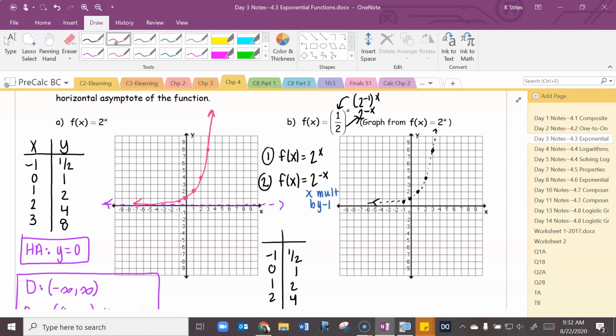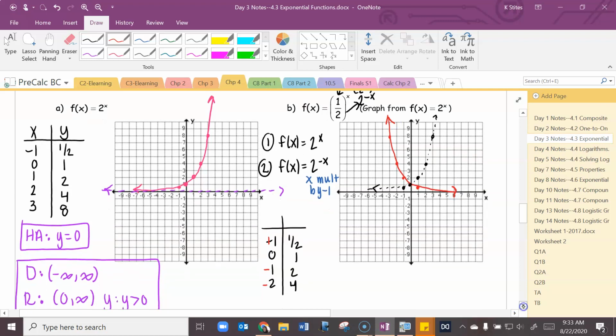So what's happening is we are multiplying our x coordinate by negative 1. Okay, because it's negative x. So all of your x's are just going to switch signs. Your y's are staying exactly the same, and now I'm going to regraph. Positive 1, 1/2, 0, 1, negative 1, 2, negative 2, 4. And you can see that it is a reflection over the y-axis.